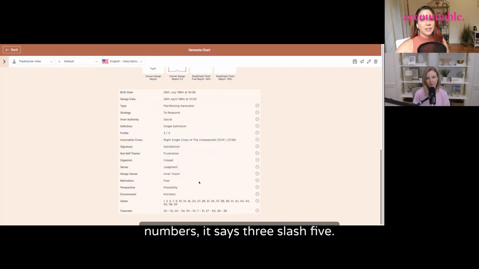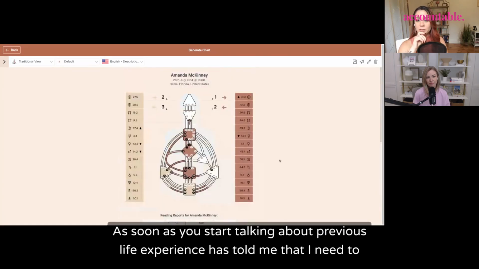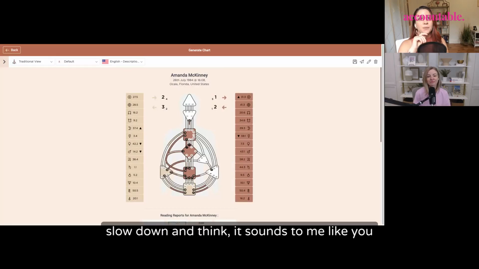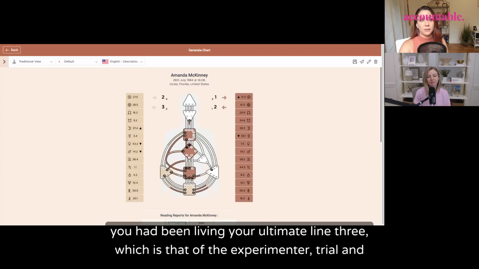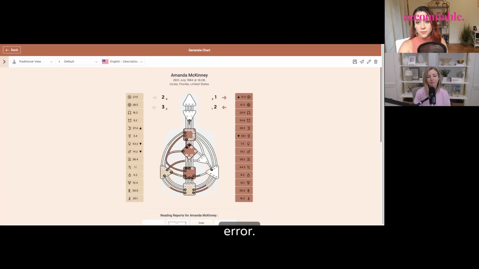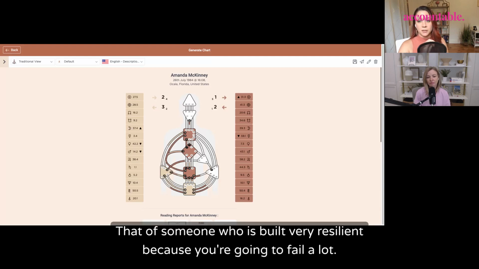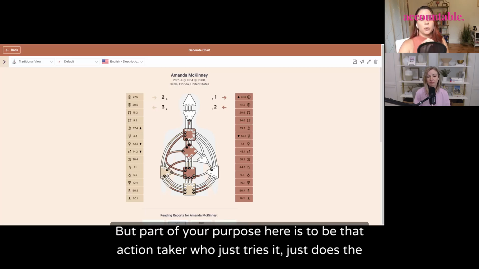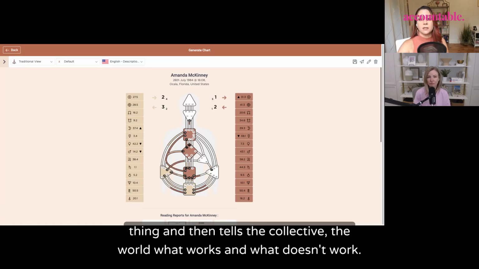The second piece of that is if you were to see something that says profile, it has two numbers. It says 3/5. Mm-hmm. As soon as you start talking about how previous life experience has told you that you need to slow down and think, it sounds to me like you had been living your ultimate line 3, which is that of the experimenter, trial and error. That of someone who is built very resilient because you're going to fail a lot. You're also going to succeed a lot. But part of your purpose here is to be that action taker who just tries it, just does the thing, and then tells the collective, the world, what works and what doesn't work.